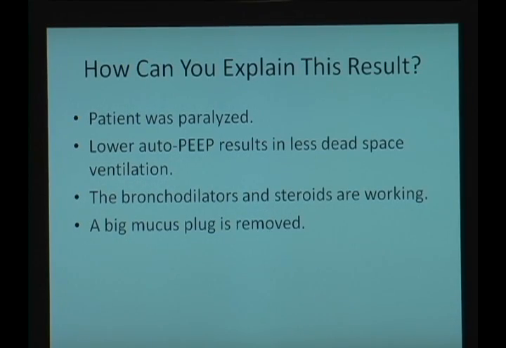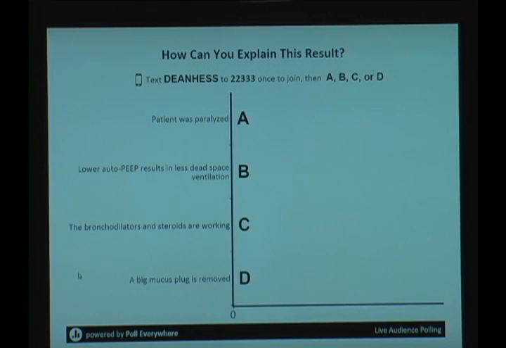So how do you explain this? Did they sneak in and paralyze her when we weren't looking? She eventually did get paralyzed, but after this. Or, the lower auto peak results in less dead space. Or, the bronchodilators and the steroids are finally kicking in, or there's a big mucus plug that comes out. What do you think?